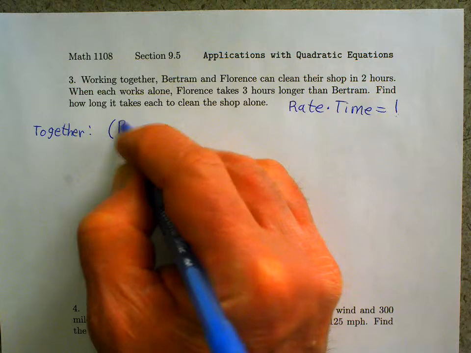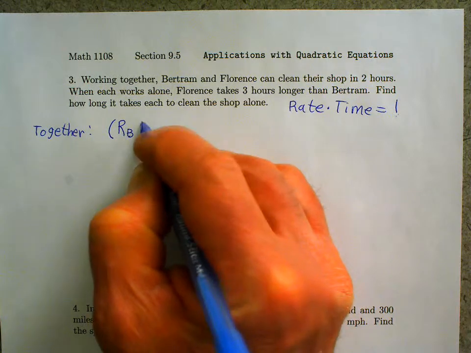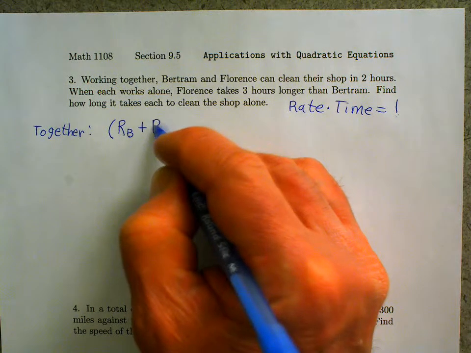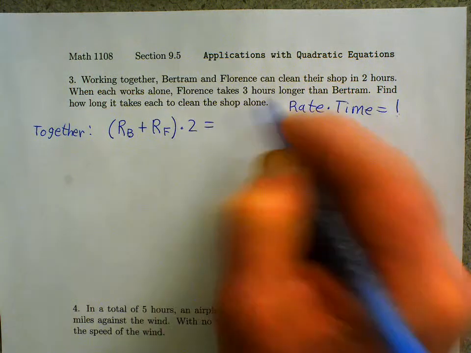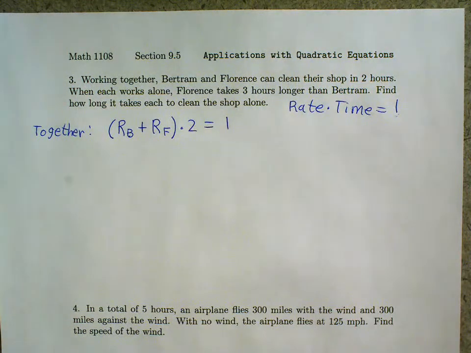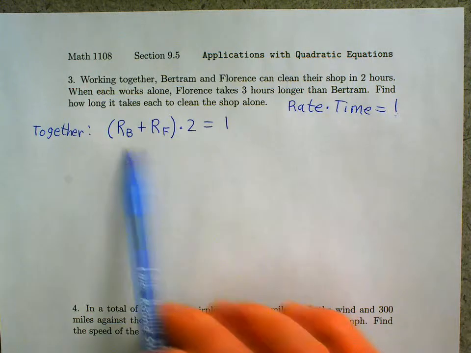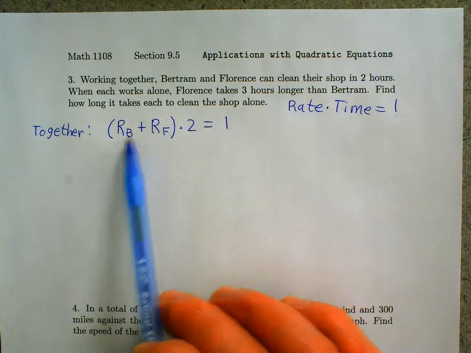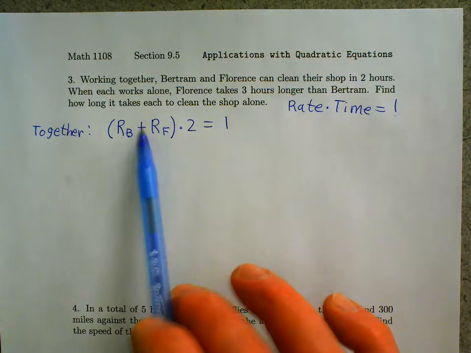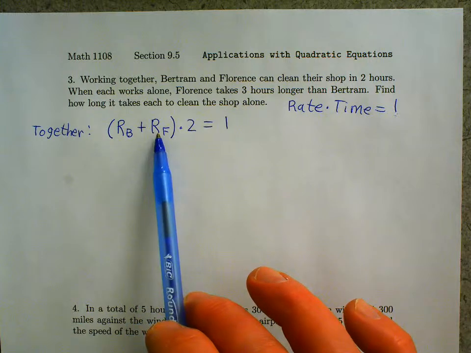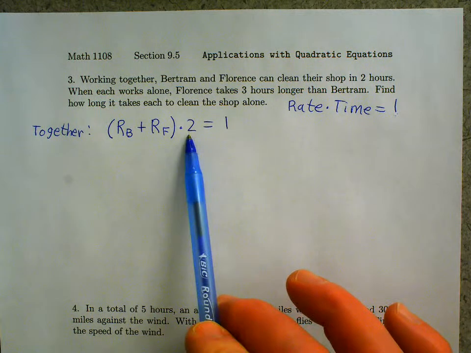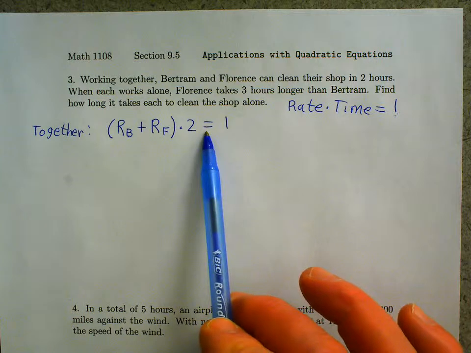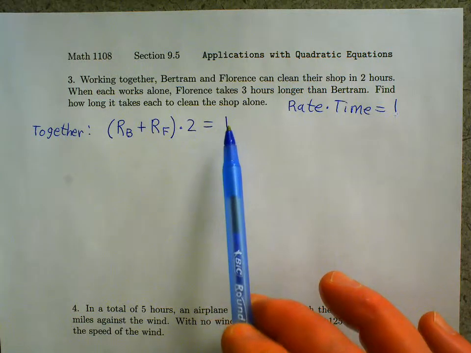Bertram works at a certain rate. Florence works at a certain rate. And in 2 hours, they can clean the shop. So notice that when they work together, we add Bertram's rate and Florence's rate and multiply that quantity by the amount of time to clean one shop.